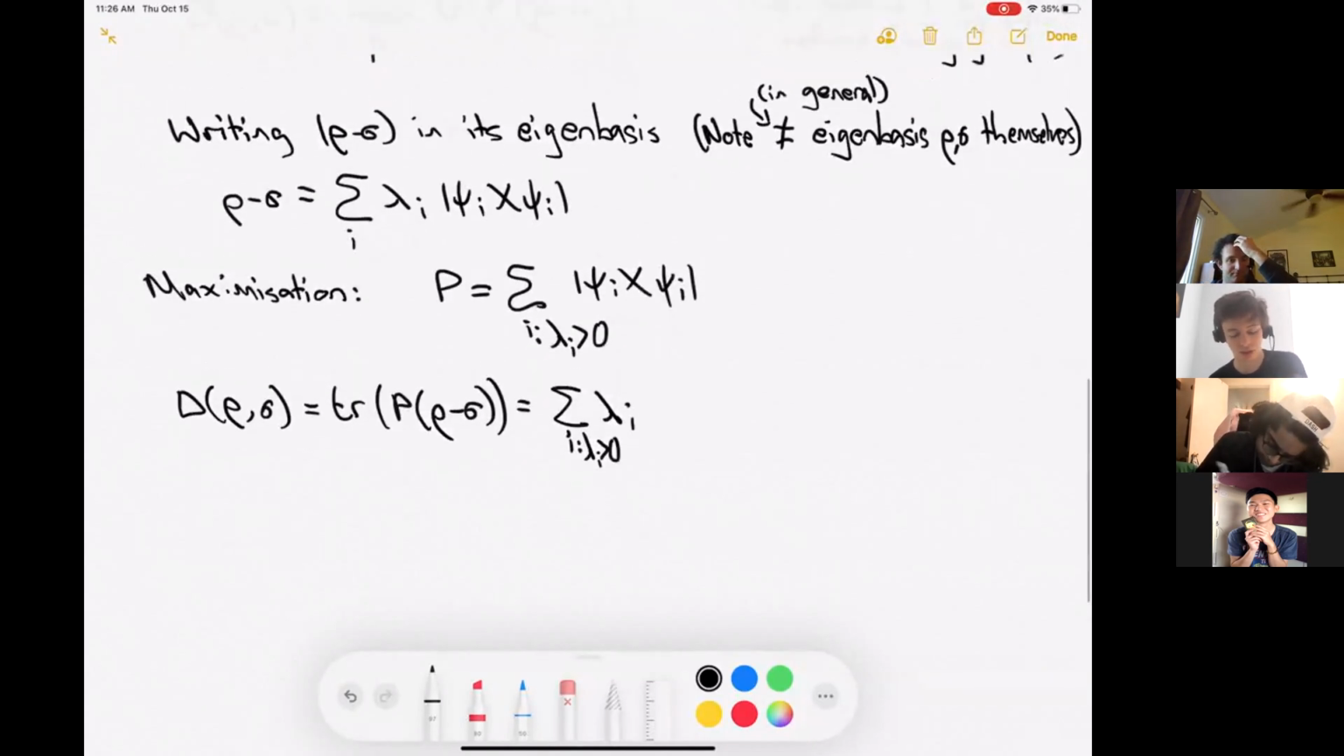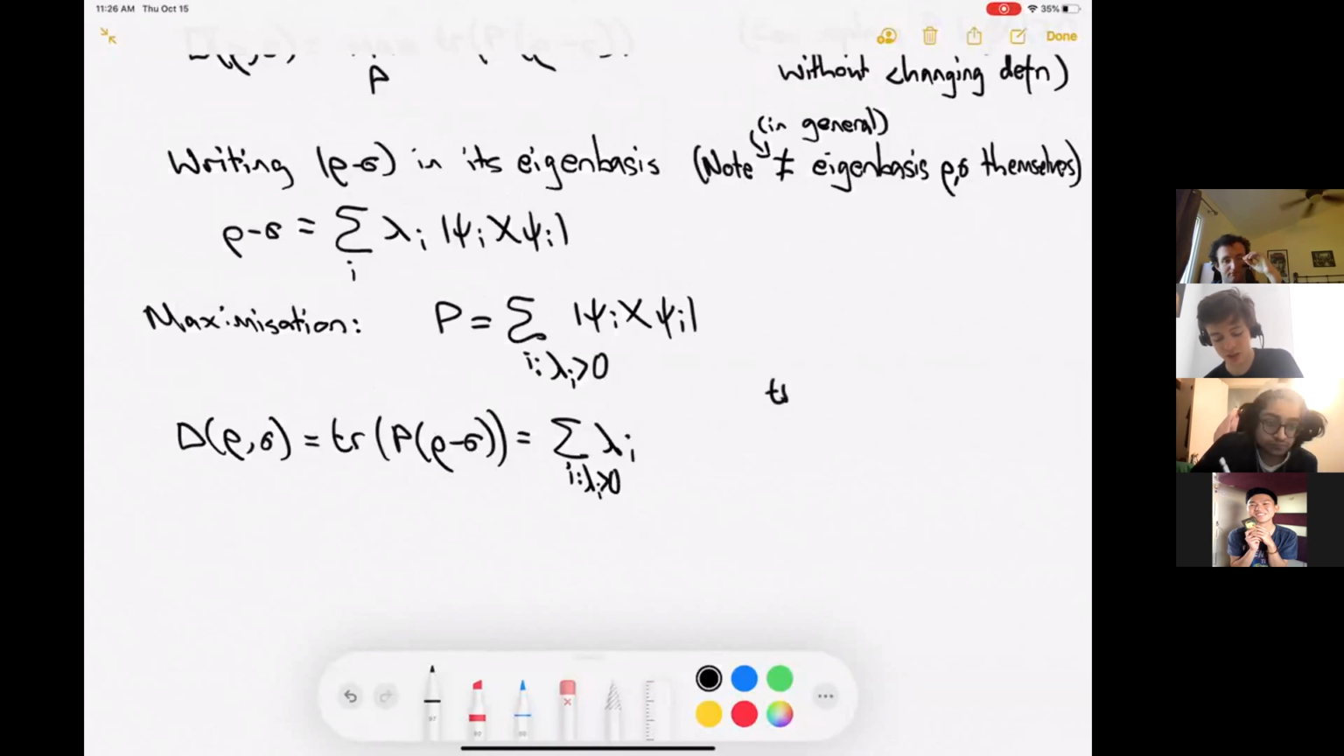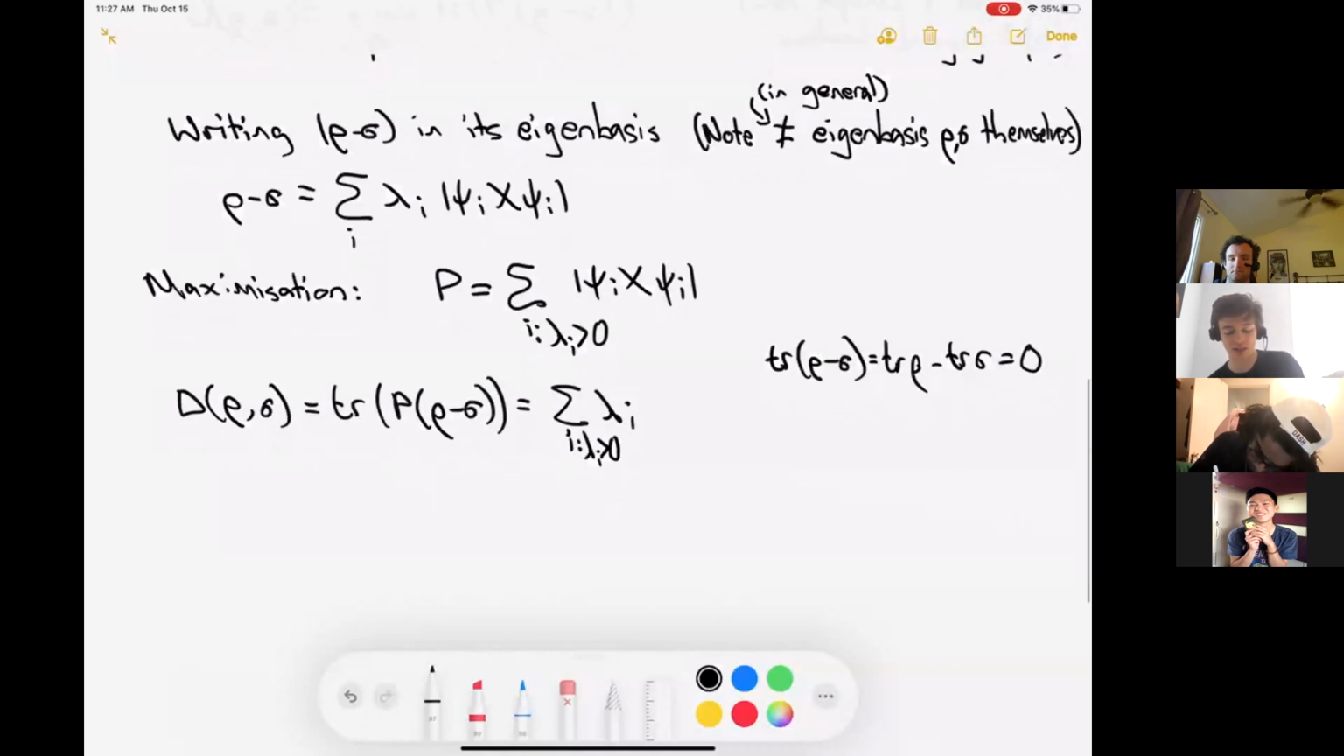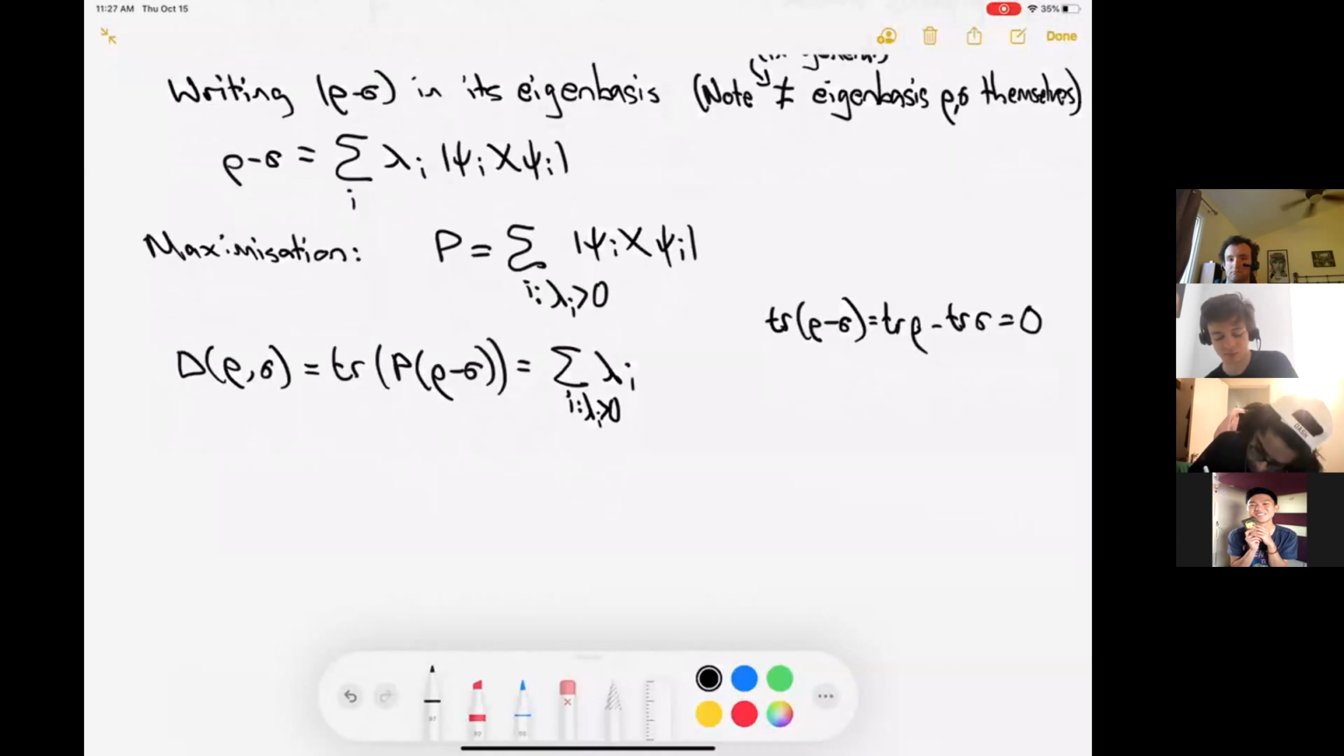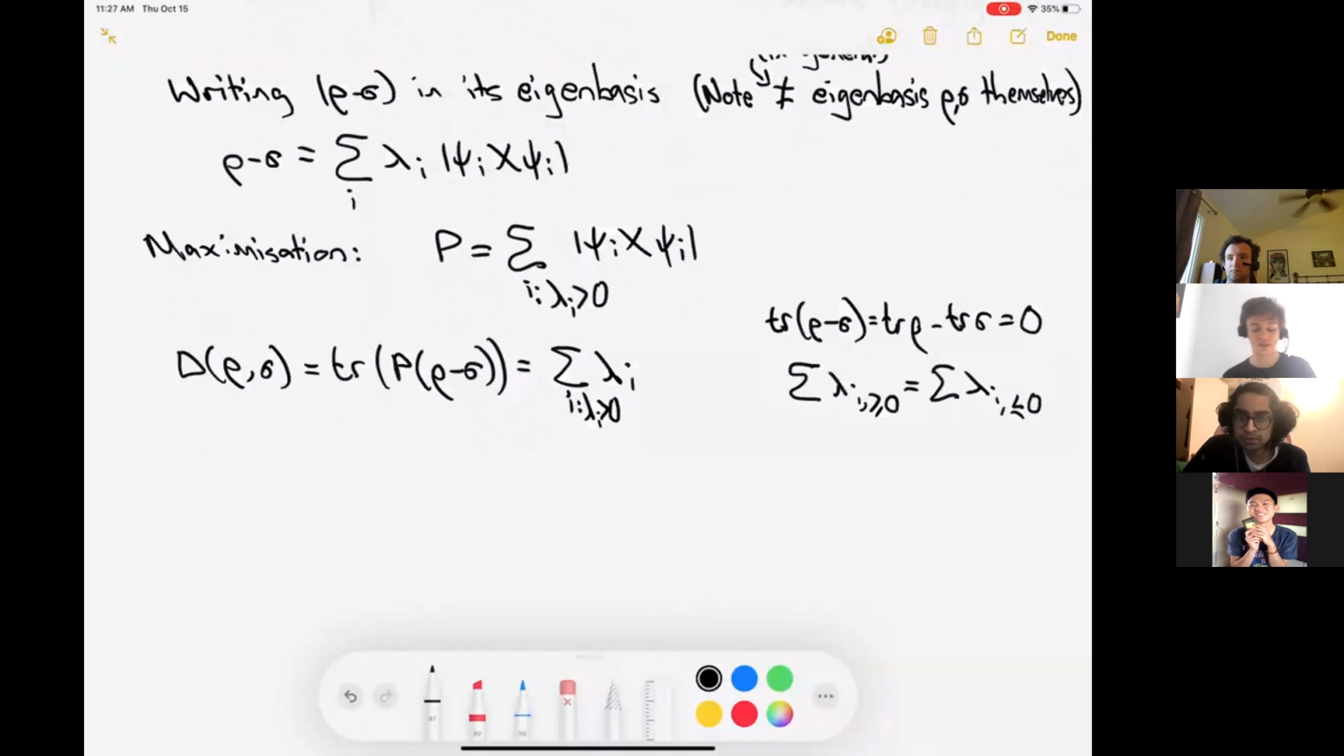Note that the trace of rho minus sigma is equal to the trace of rho minus the trace of sigma, which is equal to 0. So that means the sum over the lambda i's that are greater than or equal to 0 is equal to the sum over the lambda i's that are less than or equal to 0.